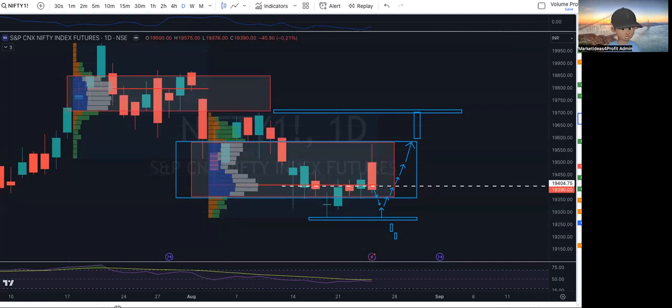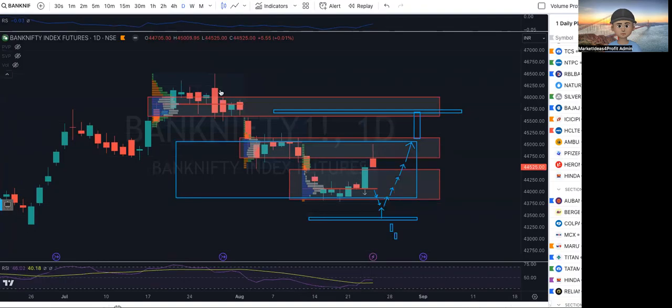Similarly, let us try and analyze what we saw in Bank Nifty. If you want to take a screenshot, we can take a screenshot of this. I've taken a screenshot and I can share it with you. Now let us go to Bank Nifty and analyze what it has been giving us.